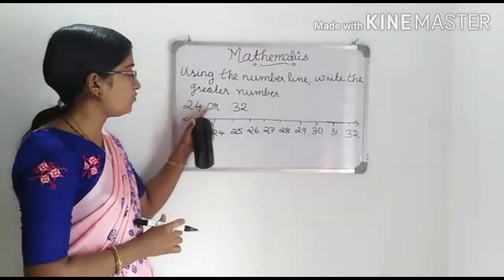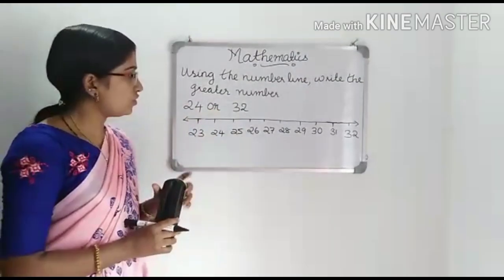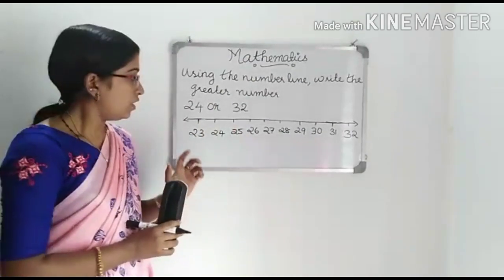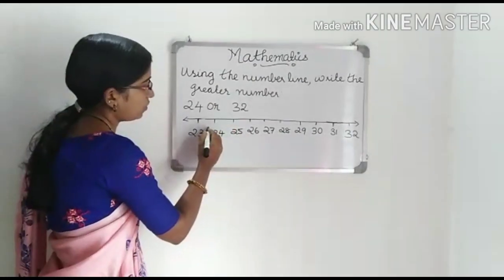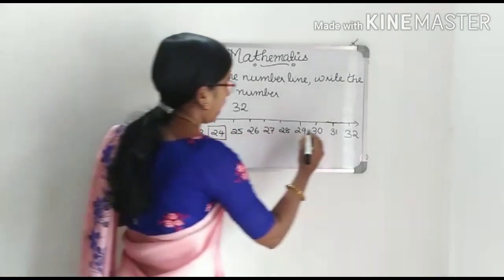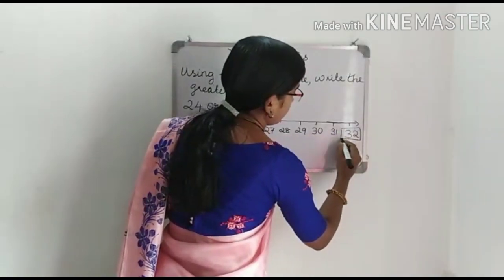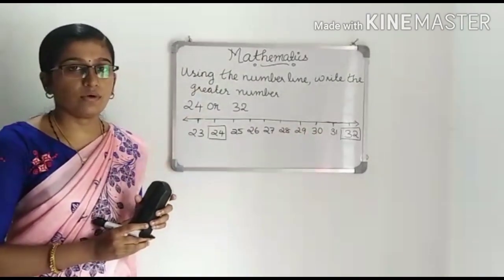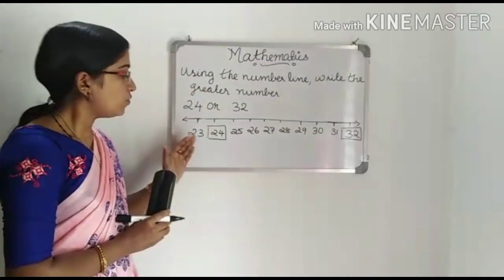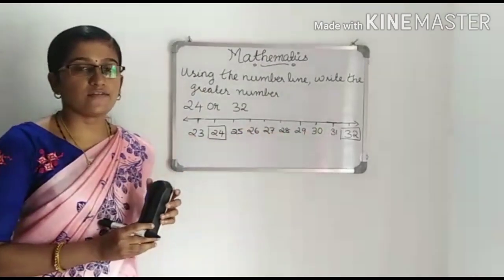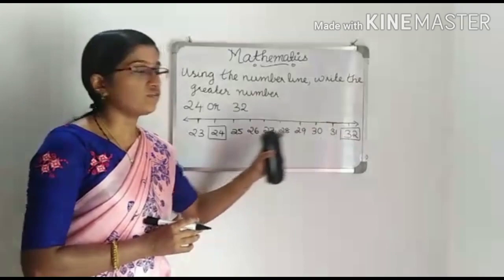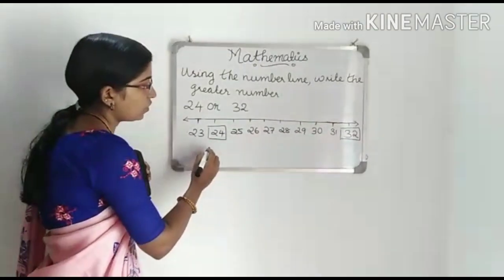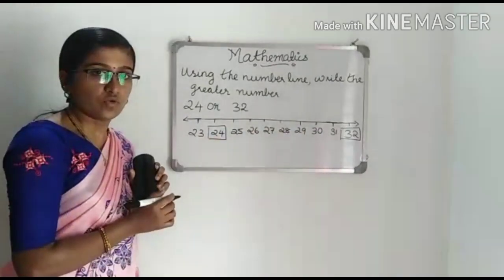Here is the number 24 or 32. First we should compare 24 and 32 and we should write the greater number. First we can mark 24 on the number line and 32 on the number line. Then we can compare 24 and 32. As I told you earlier, moving towards the right, the number increases. Here 32 is to the right of the number 24. So 32 is greater than 24.